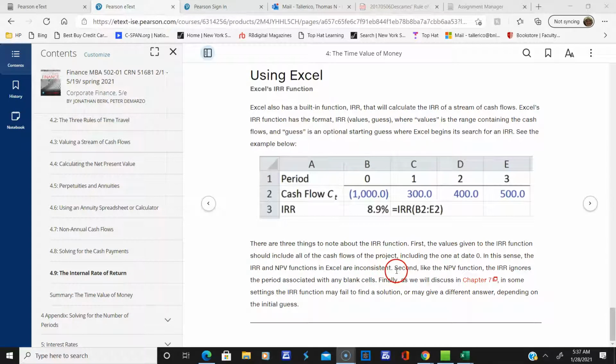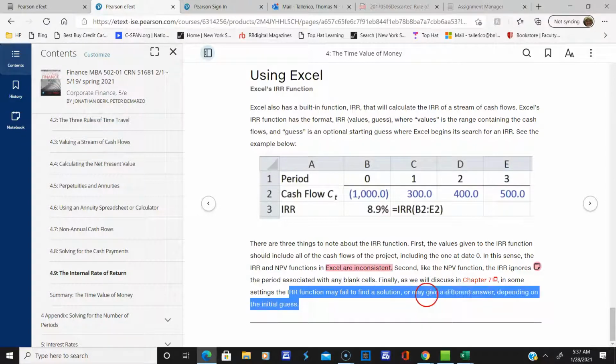Now, there's a net present value function in Excel, but you have to be very careful when you use that, okay? And you'll see what they say here, and we'll talk about that later. Like the NPV function, the IRR ignores the period associated with any blank cells. And again, they start alluding to the fact that the IRR function has a lot of problems with their solution.